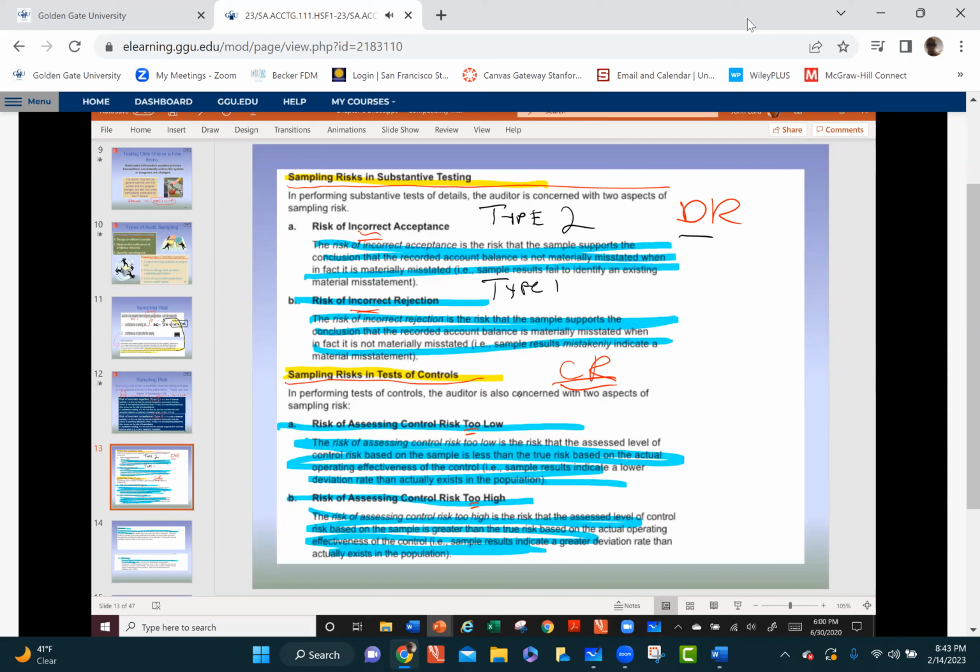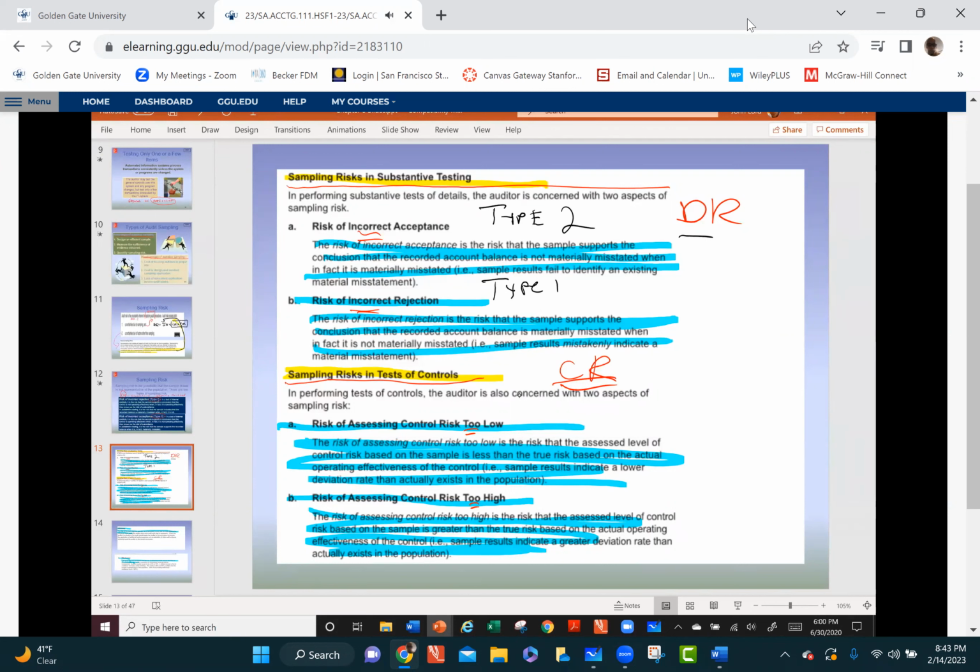When in fact, if I had only had the time and the resources to look at every single account receivable, the full 10,000, I would have found that indeed there was a material misstatement. So I incorrectly accepted that account balance. I have suffered the risk of incorrect acceptance.